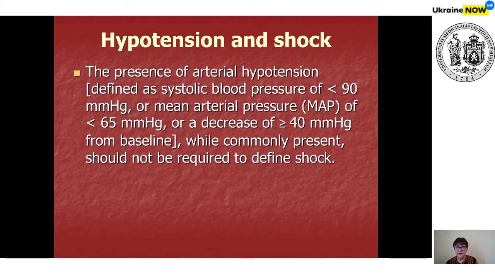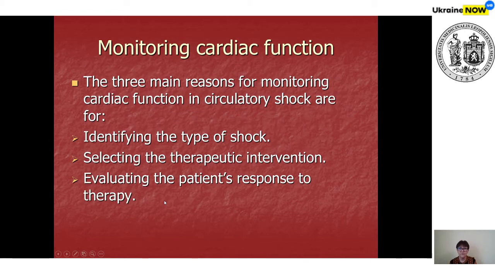The presence of arterial hypotension, defined as systolic blood pressure less than 90 millimeters of mercury or mean arterial pressure less than 65 millimeters of mercury, or rapid decrease of up to 40 millimeters of mercury from baseline, while commonly present in shock, should not be required to define shock. Because at the beginning of shock, arterial pressure may be quite normal due to vasoconstriction.